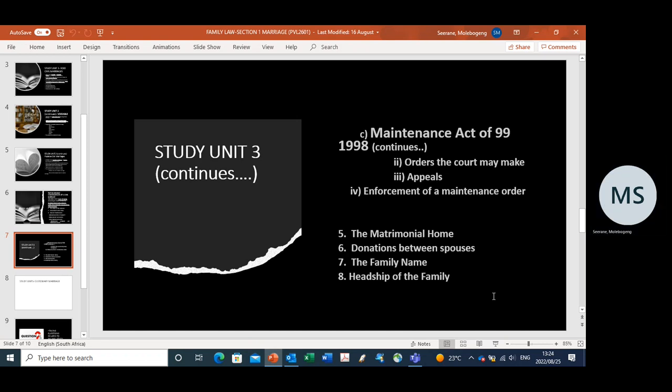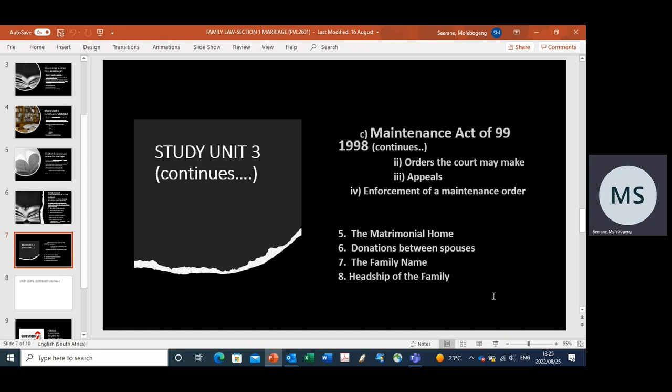Section 11 of the Matrimonial Property Act abolished the husband's marital power over the person and the property of his wife, but it is silent on his headship in the family. So we're going to look at two examples that were provided in your textbook concerning Section 11, the abolition of the husband's marital power. So remember, there's the marital power and there's also the headship of the family.